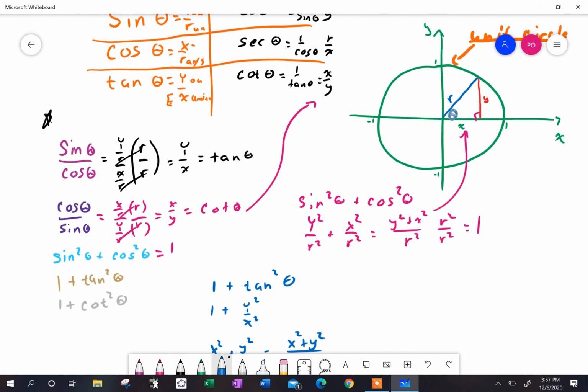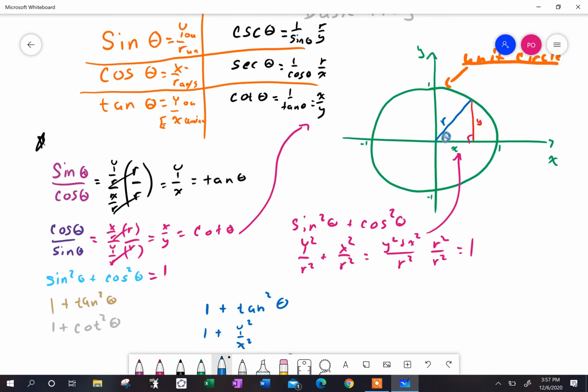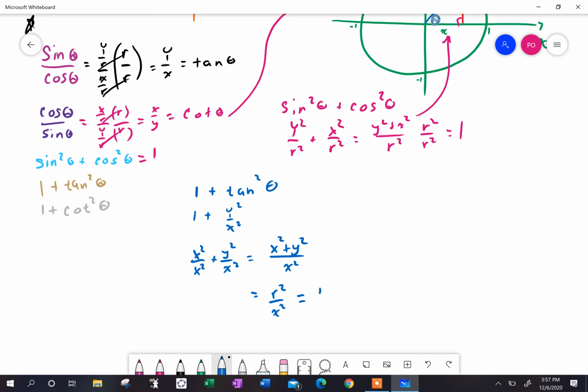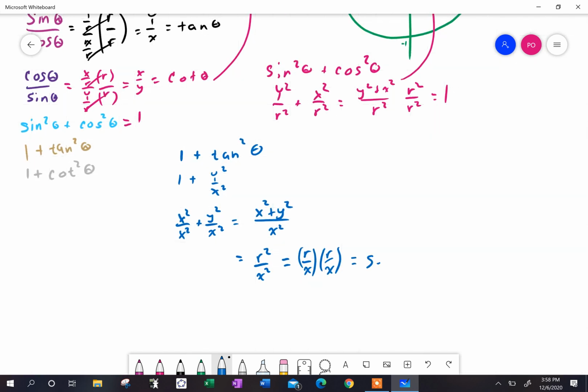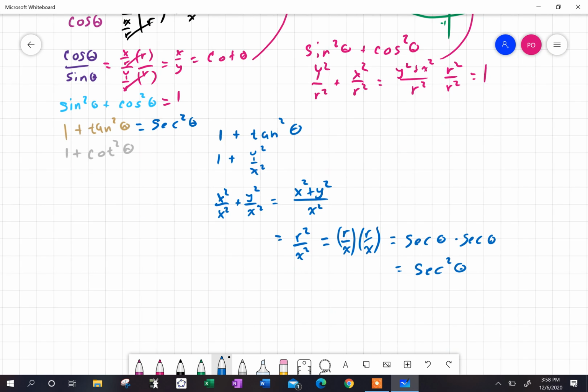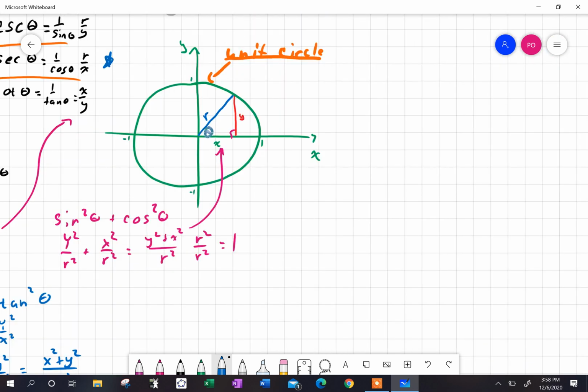Well, up here you'll see that r over x is secant. So I'm going to change this into r over x times r over x, which is secant of theta times secant of theta, or as you guessed, secant squared of theta. So 1 plus the tangent squared of theta is equal to secant squared of theta. Now, you might be saying, oh my goodness, this is out of control, messy, and you would be correct.